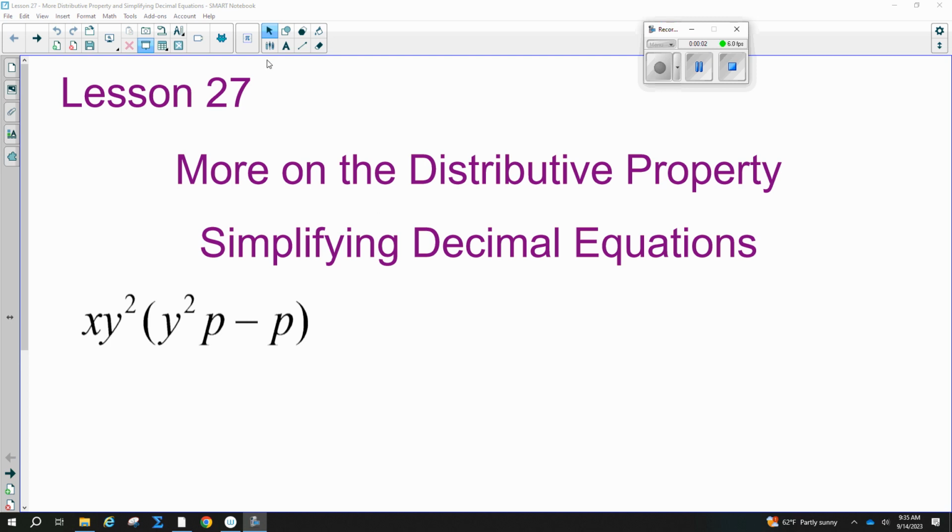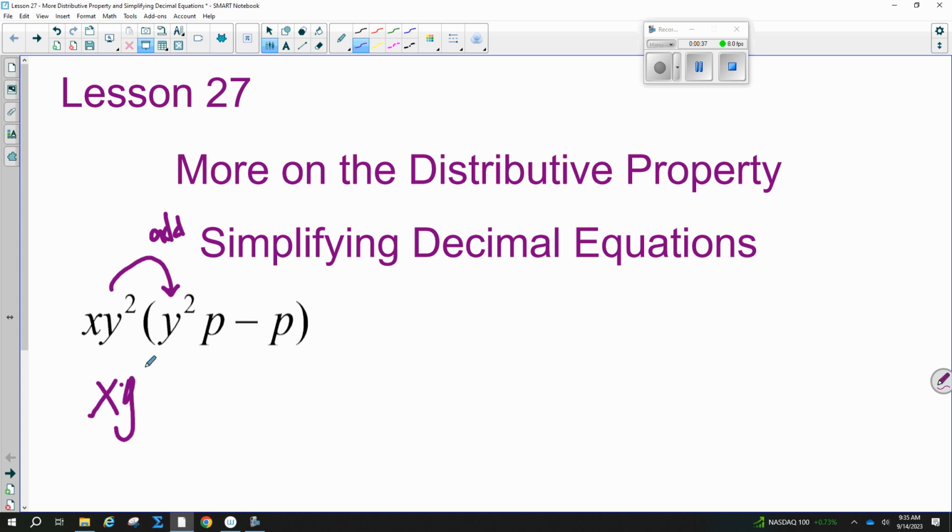All right, you guys, lesson 27, more on the distributive property, simplifying decimal equations. So let's go ahead and practice distributing. So we know we are multiplying this times this. The only thing that we're adding in now, you guys, is exponents. So these exponents for the y's, we are going to add together. All right, so when you multiply exponents, you always add. So I'm just going to do x, and then I've got y to the fourth, and then p minus.